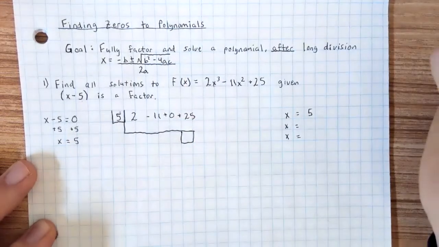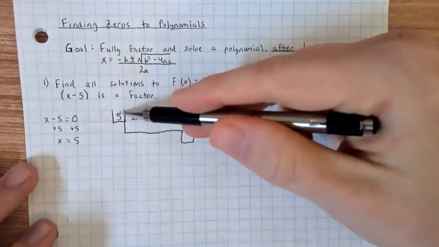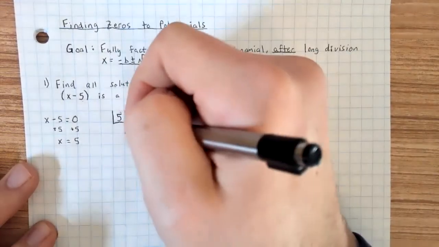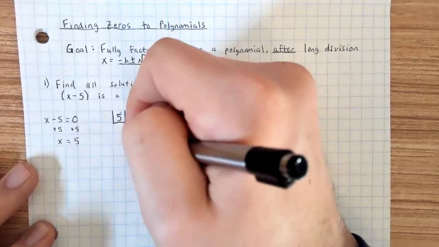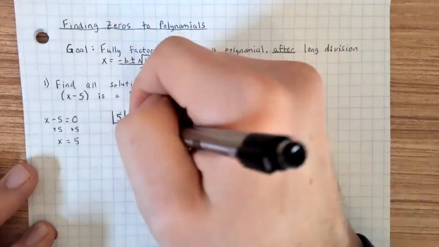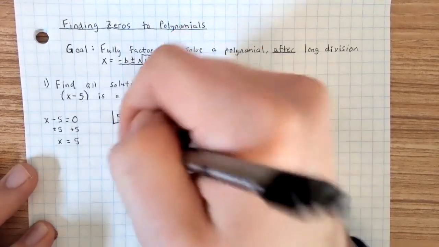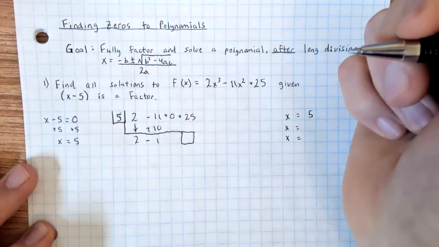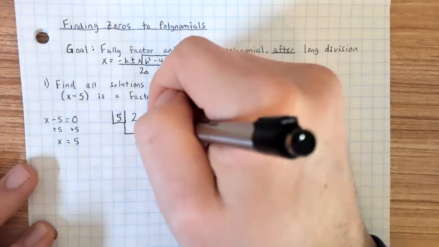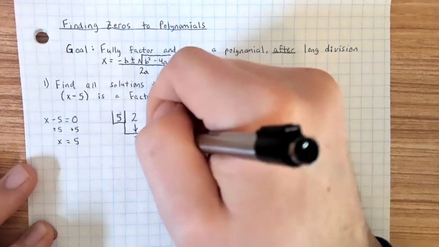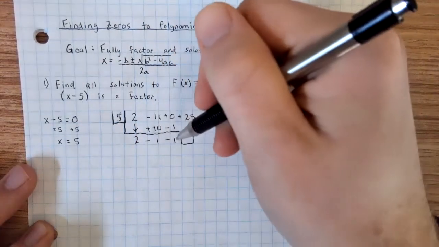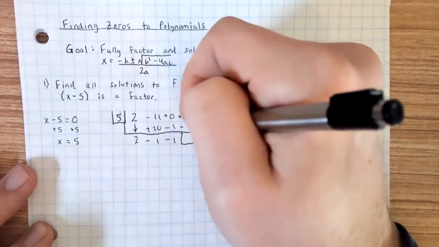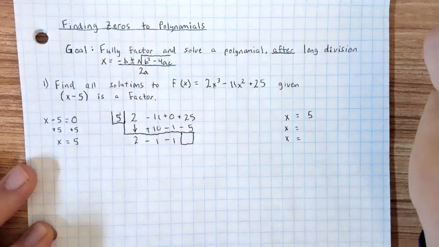All right, when you get the template all set up, you put in the factor and list all the coefficients. To start it off, you just drop down the first term. So 5 times 2 gives me positive 10. Negative 11 plus 10 is going to give me negative 1. Negative 1 times 5 is negative 1. 0 minus 1 is negative 1. Negative 1 times 5 is negative 5.